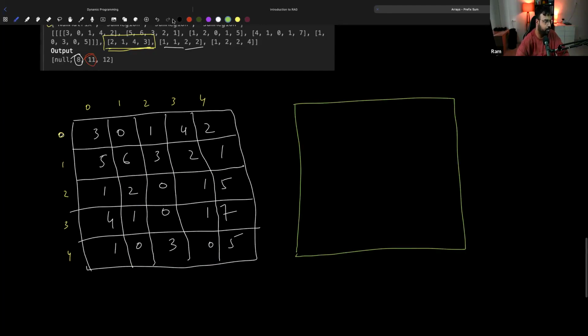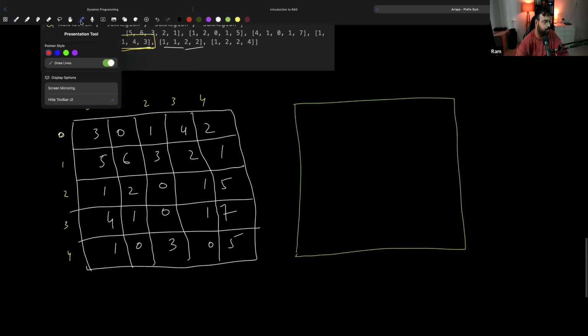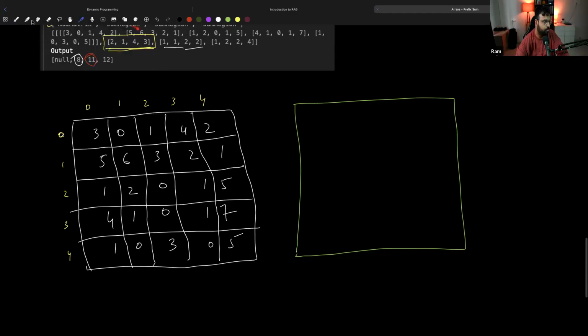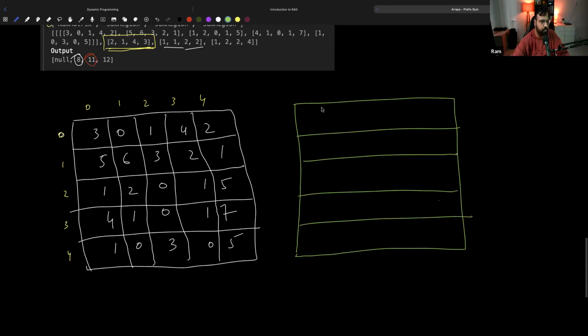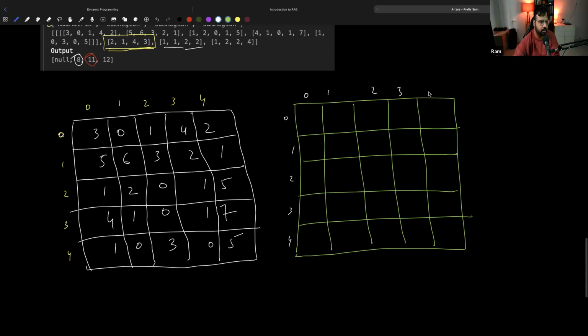or let me first give you intuition. Let me draw. Without drawing, you will not understand. 1, 2, 3, 4. 1, 2, 3, and 4. Suppose we fill all these cells. This is 0, this is 1, this is 2, this is 3, this is 4. This is 0, this is 1, this is 2, this is 3, this is 4.